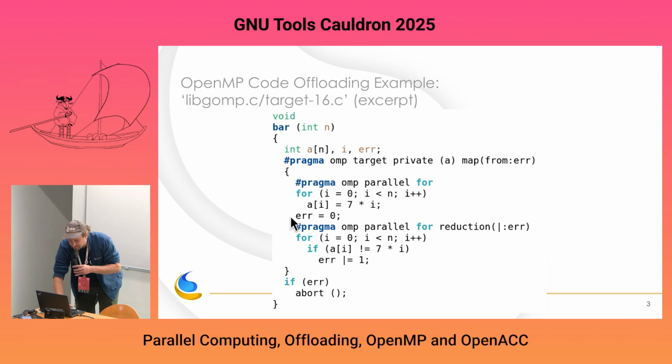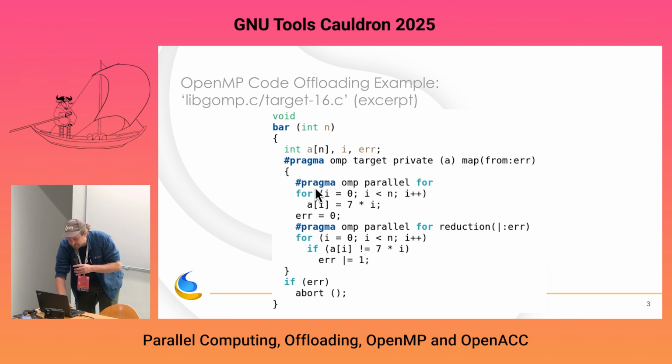So then again, this section here is sent to the device for computation, and the host basically launches this GPU kernel or whatever accelerator you have and waits until it completes. Then the data is transferred back, which in this simple case here is just this one variable. And then on the host, we check whether there were any errors.